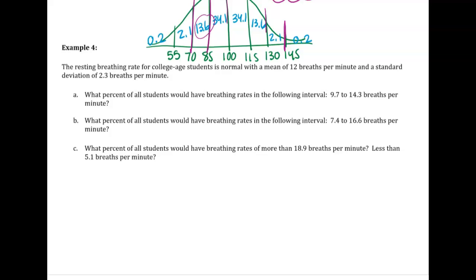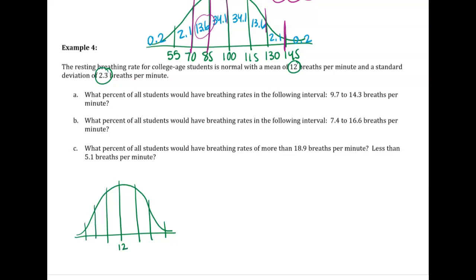Now we're back. The resting breathing rate for college-age students is normal with a mean of 12 and a standard deviation of 2.3 breaths per minute. So let's make our normal curve, or some approximation of it. My pictures are terrible. Here's our mean, and we'll go 1, 2, 3 to the right, 1, 2, 3 to the left. Our mean was 12. 12 plus 2.3 is 14.3. Added again, we get 16.6, and then 18.9.